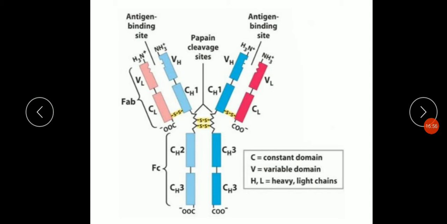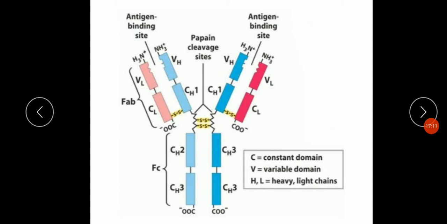Now light chains are further of two types. These light chains are of two types. They are kappa and lambda. A given antibody can have either two kappa or two lambda, but never a mixture of both.